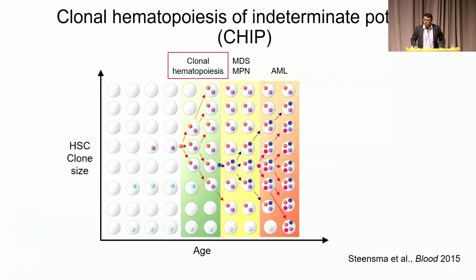So what is clonal hematopoiesis? Clonal hematopoiesis, as many of you know, is an age-related precursor pre-malignant state that is characterized by expansion of blood cell clones that carry somatic mutations in MDS driver genes. And many of these mutations are thought to arise in the hematopoietic stem cell compartment.